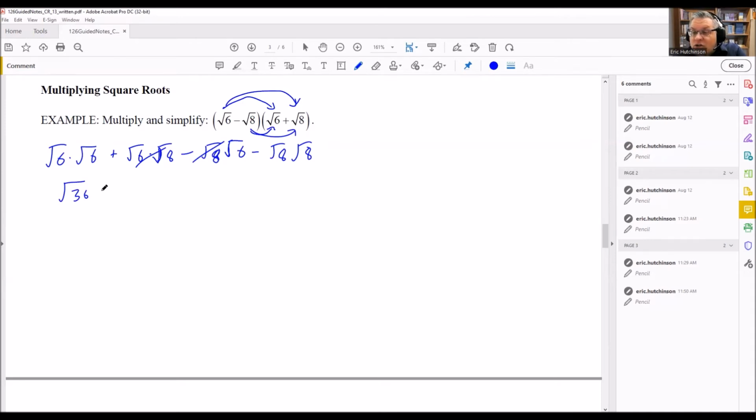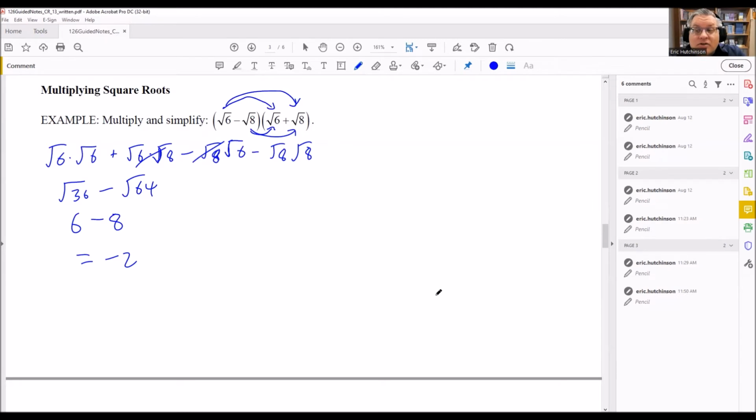So you have square root of 36, and you have minus square root of 64 from these two. Square root of 36 is 6. Square root of 64 is 8. So we just have 6 minus 8, and that's going to equal negative 2. So for this problem, we actually got an integer answer as a result, so negative 2.